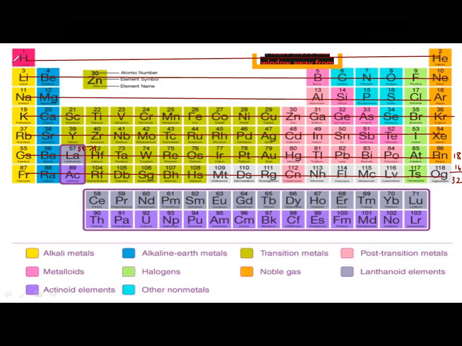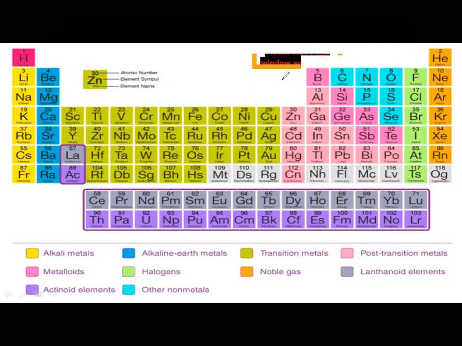So how many? 1, 2, 3, 4, 5, 6, 7. These 7 horizontal rows are called what? They are called periods. So the modern periodic table has 7 horizontal rows which are called periods, and they are numbered with Arabic numerals 1, 2, 3, 4, 5, 6, 7. Now see here, which is the first element in every period? Hydrogen, lithium, sodium, potassium, rubidium, cesium, francium.